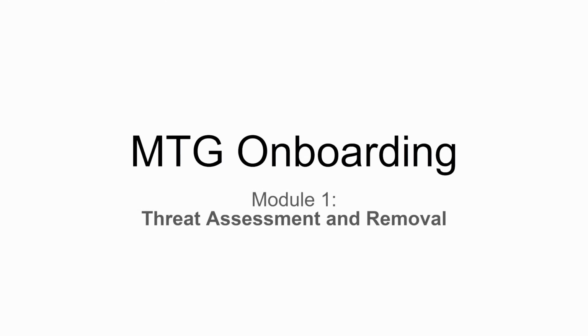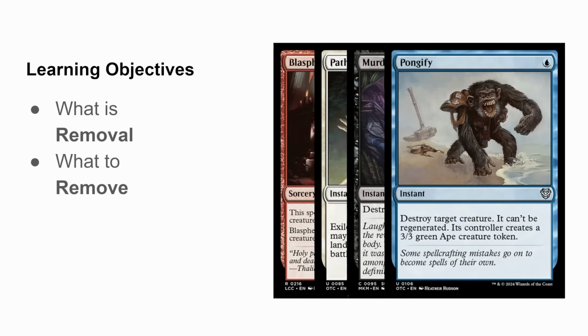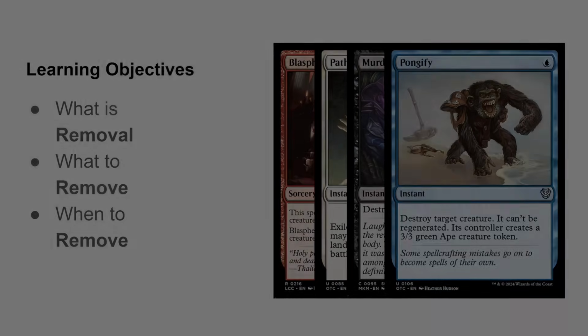We want to set you up for success playing Commander, and the only way to do that is to onboard you and help you understand what threat assessment and removal are. By the end of this course, we want to go over our learning objectives for this module, which is to learn what removal is, what to remove, and when to remove it. By the end of this course, you're going to know how to do all three of those things, as well as learn a fun little acronym. So stick around. What is removal?